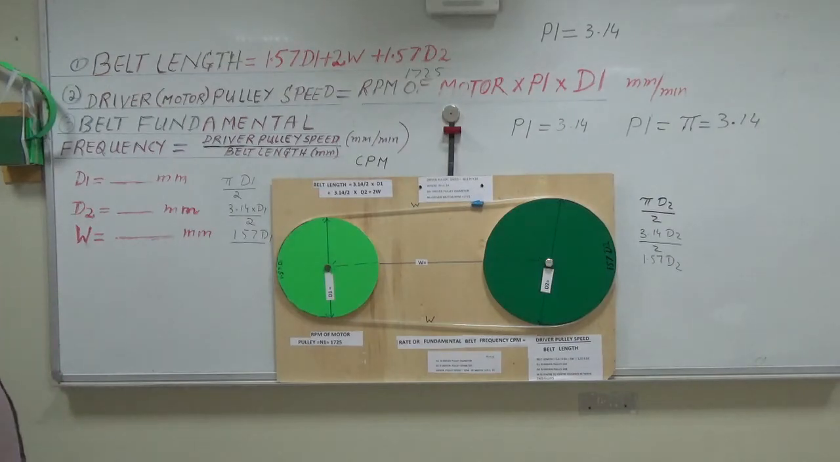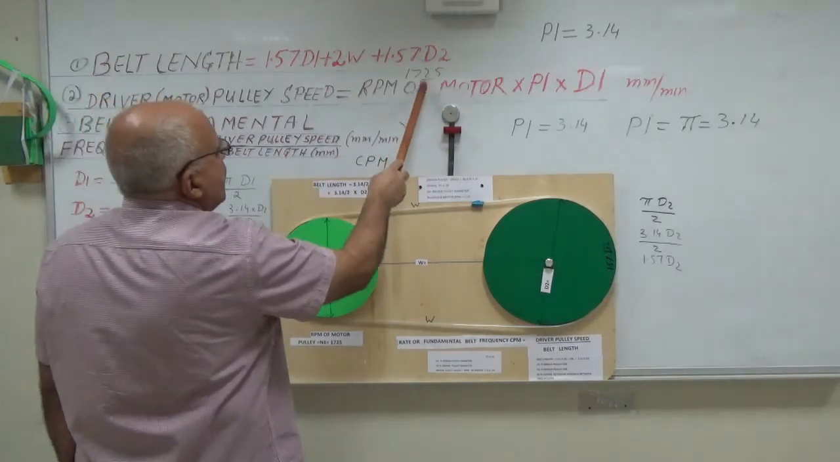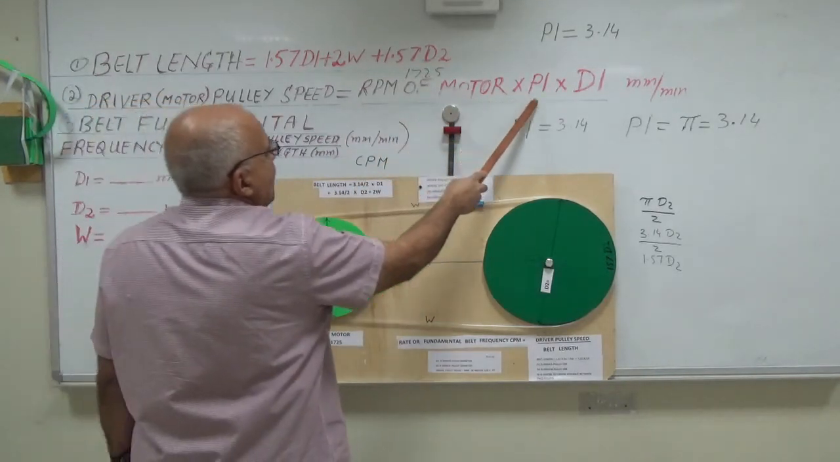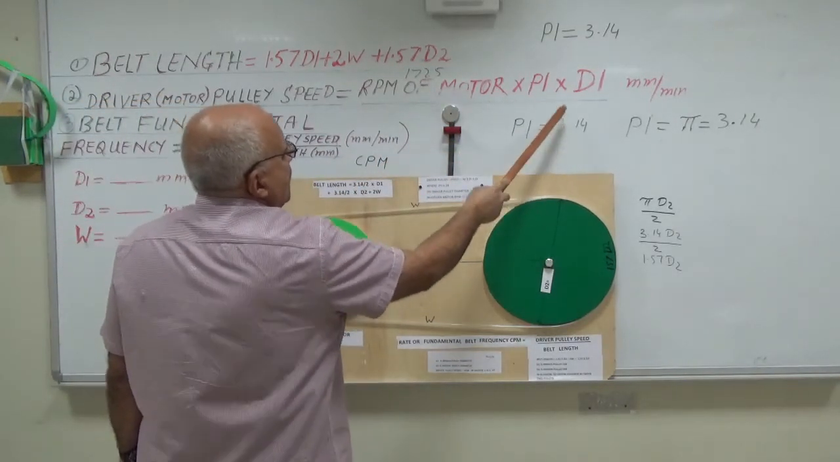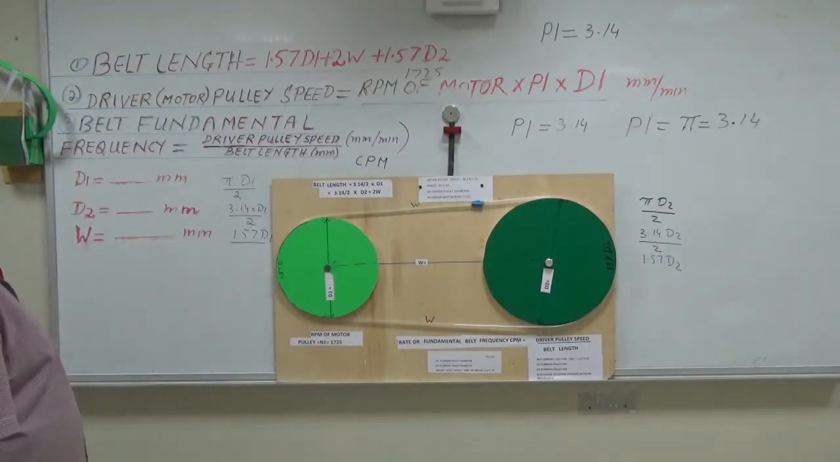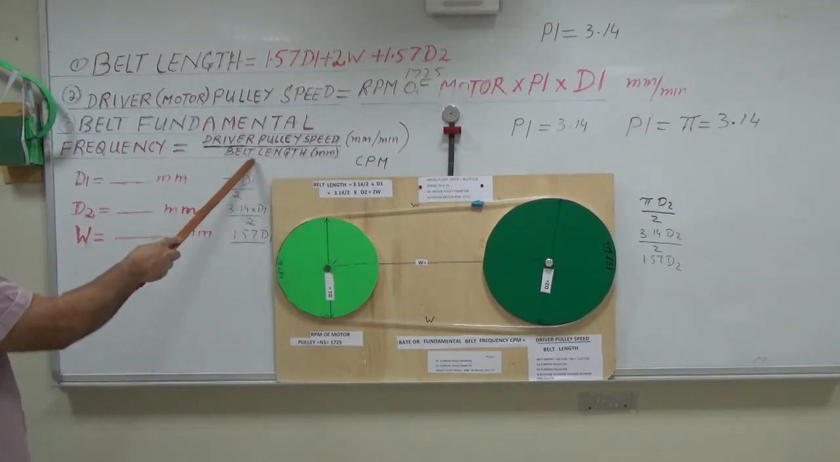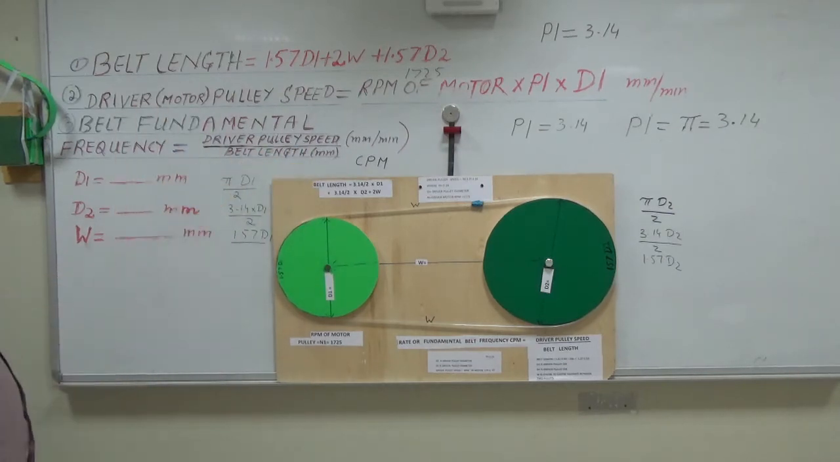And driver pulley speed will be RPM of motor, which here is 1725, multiplied by pi, where pi is 3.14, multiplied by d1. So this will give me the driver pulley speed. So frequency will be equal to driver pulley speed divided by belt length, and it will be in cycles per minute. So in this way we can calculate the belt fundamental frequency.